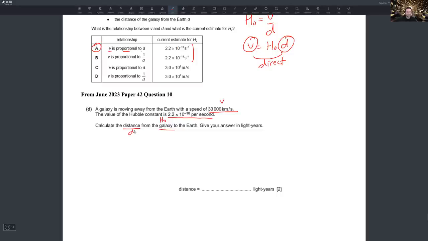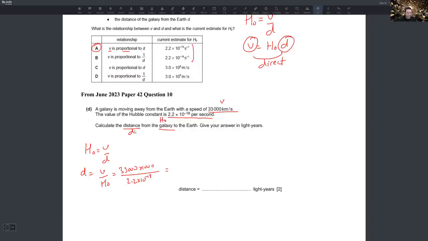Why is it D? Easy, Mister. H0 equals V over D, so therefore D is equal to V over H0. What is V? 33,000. I won't fall into the trap again, Mister. Kilometers times 1,000 over 2.2 times 10 power negative 18. I'm very happy now and there's no problem at all.